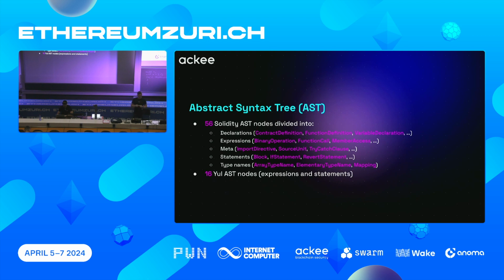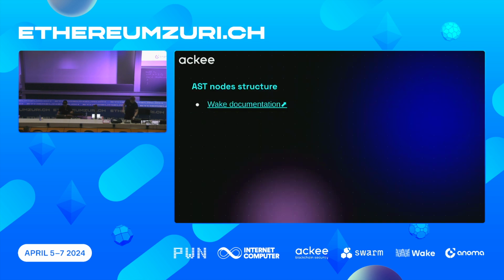There are 16 Julia AST nodes. Julia, or Yul, is an inline assembly language, so there are additionally 16 more kinds of nodes. I won't go too deeply into these because that would be too much, I believe. So there are some more nodes. And I'd like to show you something from the documentation, which is very similar to this.